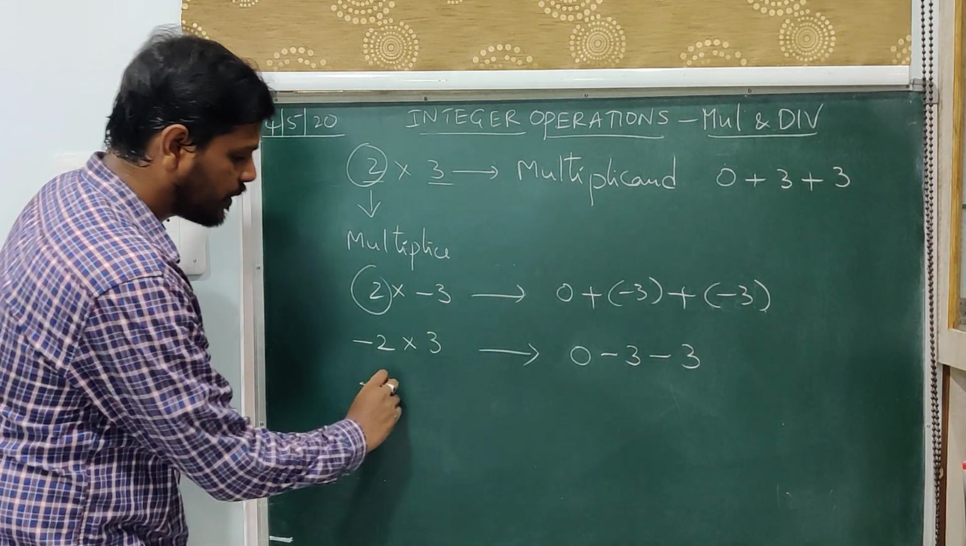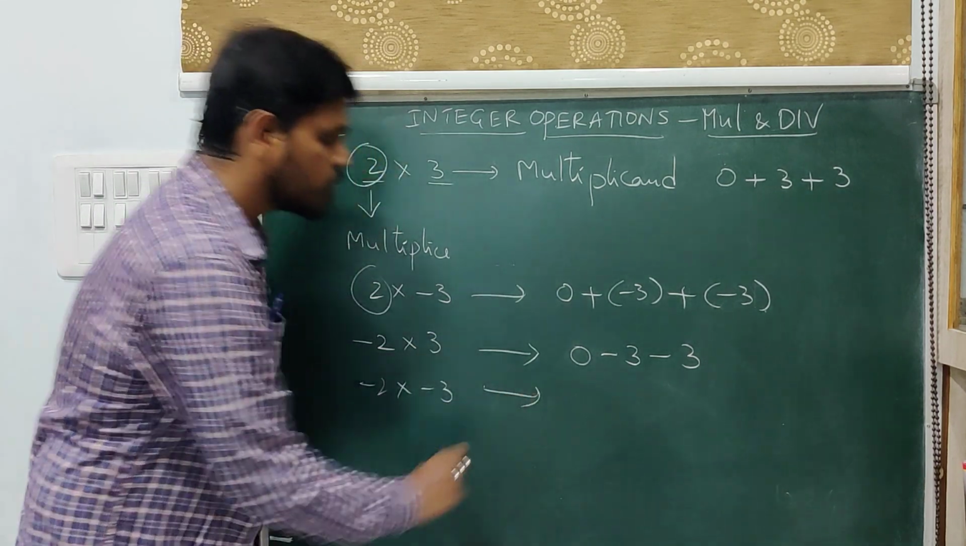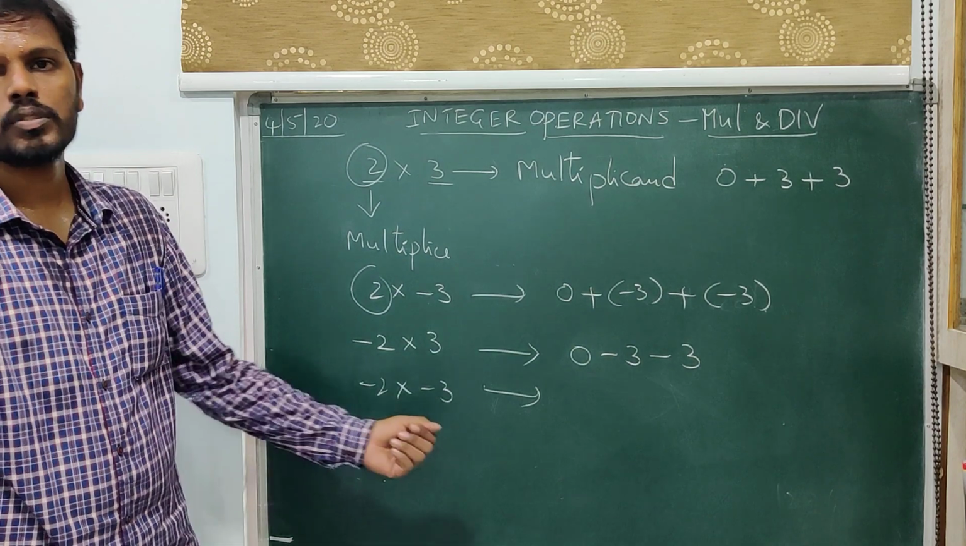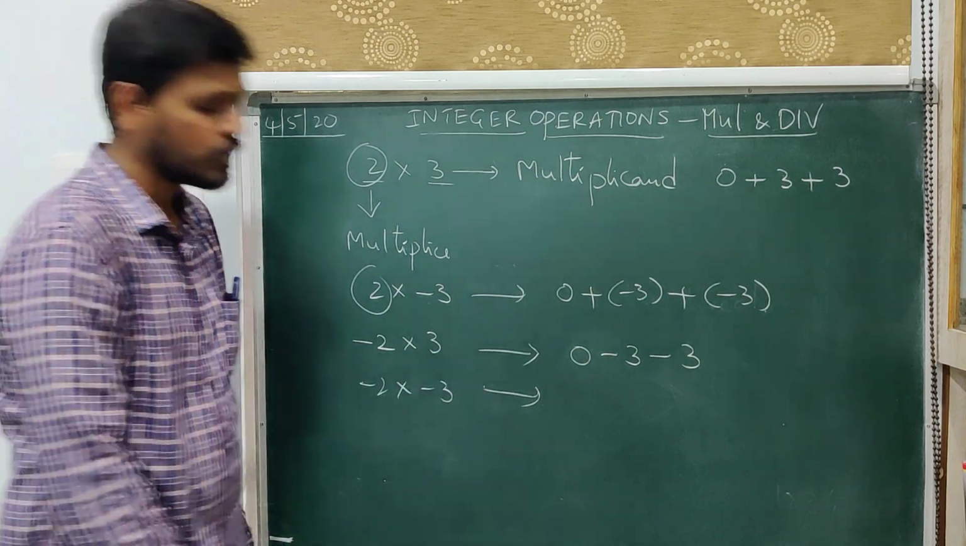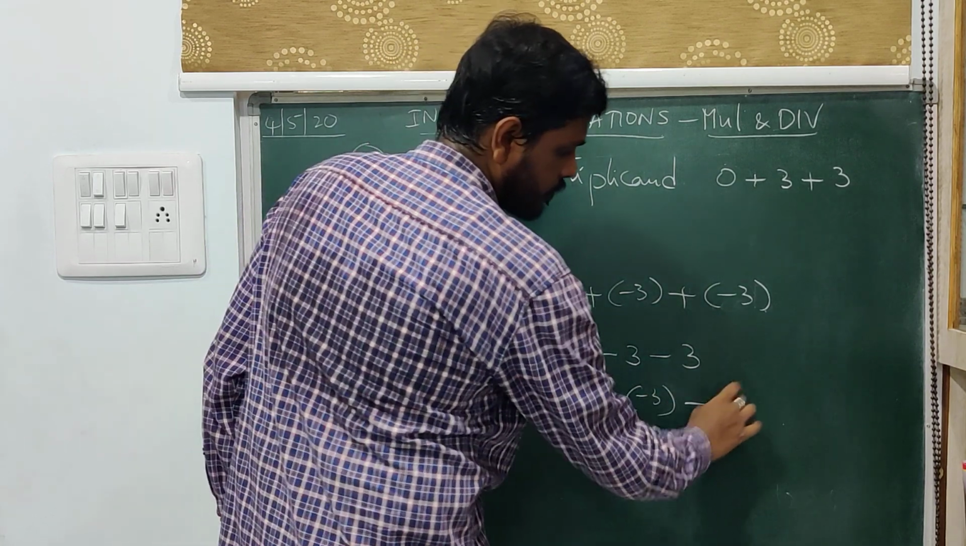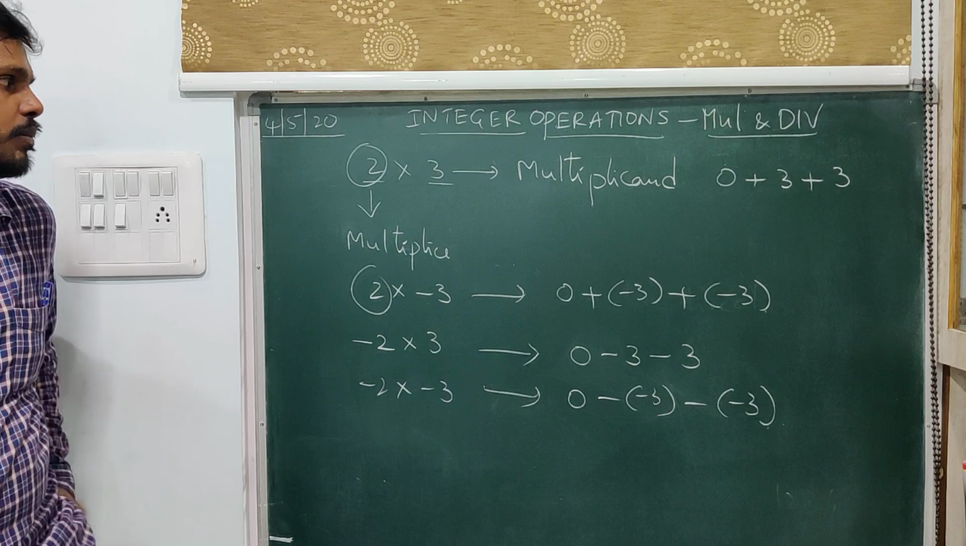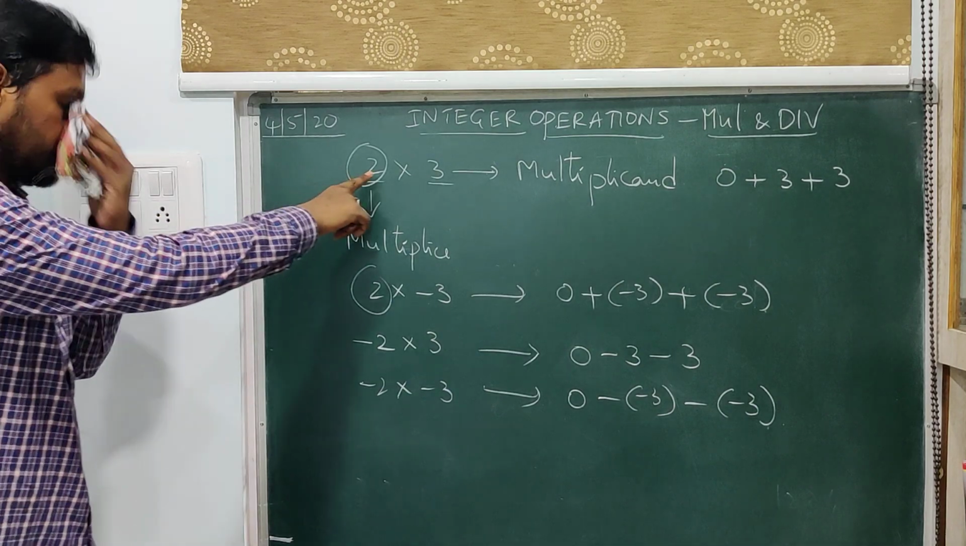Now what if the multiplicand is also a negative number? Again the same case. Instead of subtracting 3 2 times, now you subtract minus 3 2 times. That is 0 minus minus 3 minus minus 3. Now this is the literal meaning of multiplication.